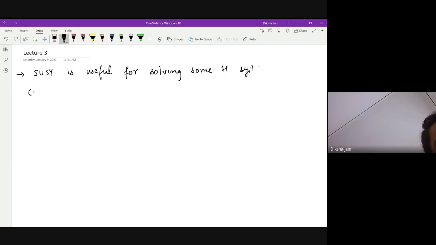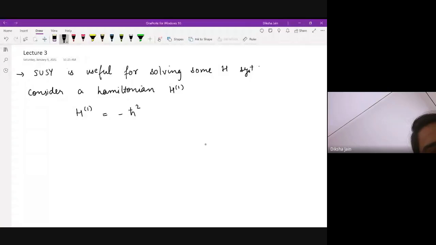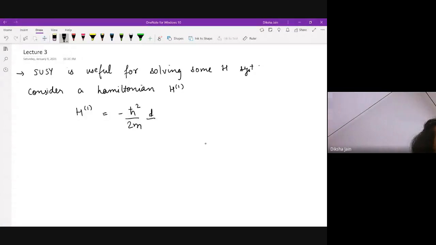So let's consider a Hamiltonian, let me call it H1. You will know why. Let me consider Hamiltonian H1, which is given by minus h cross square by 2m d square by dx square plus V1 of x, where V1 is some potential.